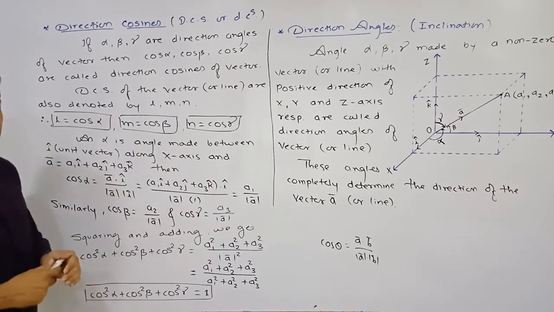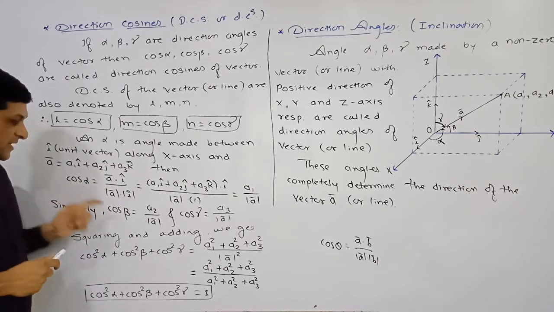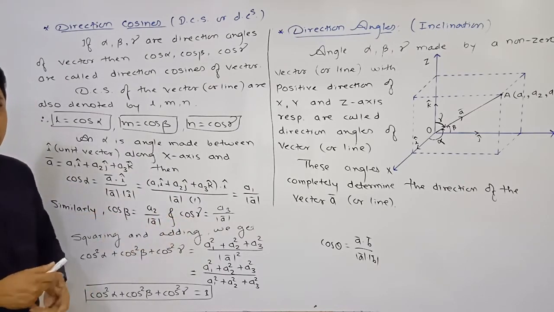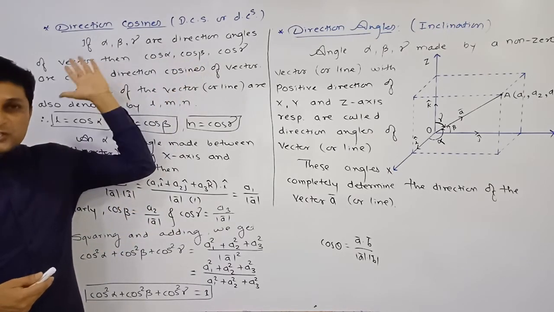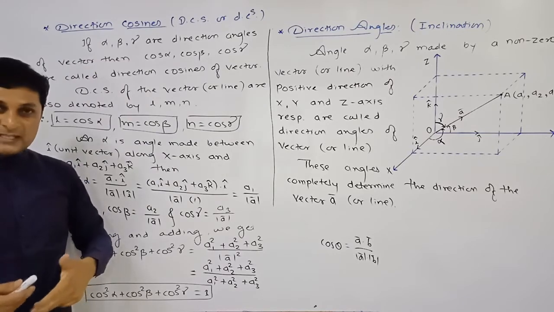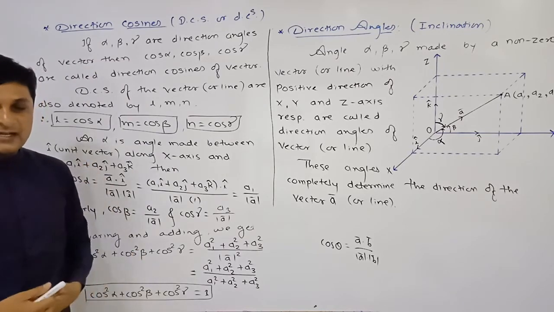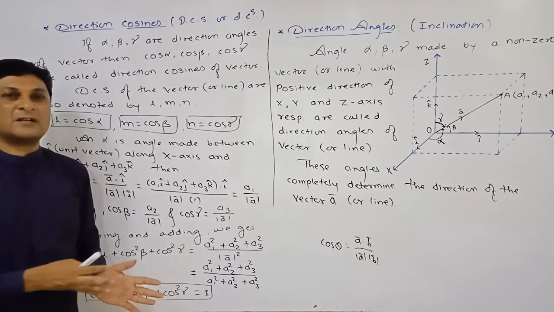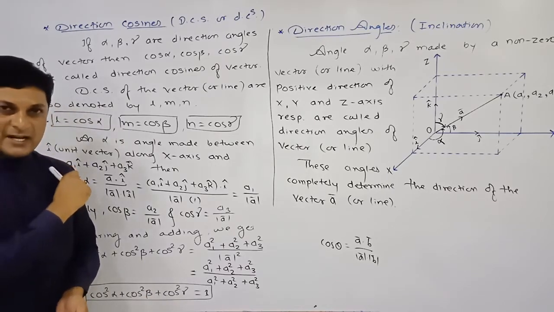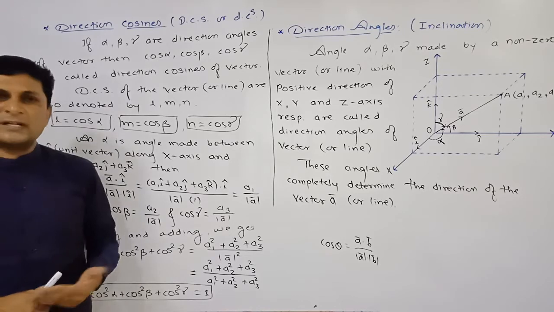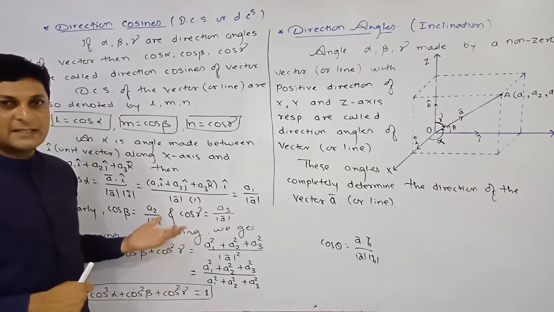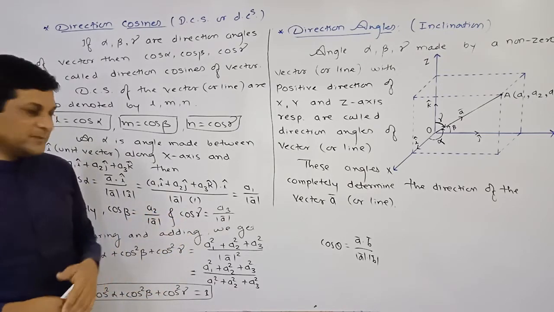Now we have got three important values: the value of cos alpha, cos beta and cos gamma. These cos alpha, cos beta, cos gamma are the direction cosines of a vector, or we can say the direction cosines of a line. If the example is related to a vector, we say these are the direction cosines of a vector, and if the example is related to lines, we say these are the direction cosines of a line.